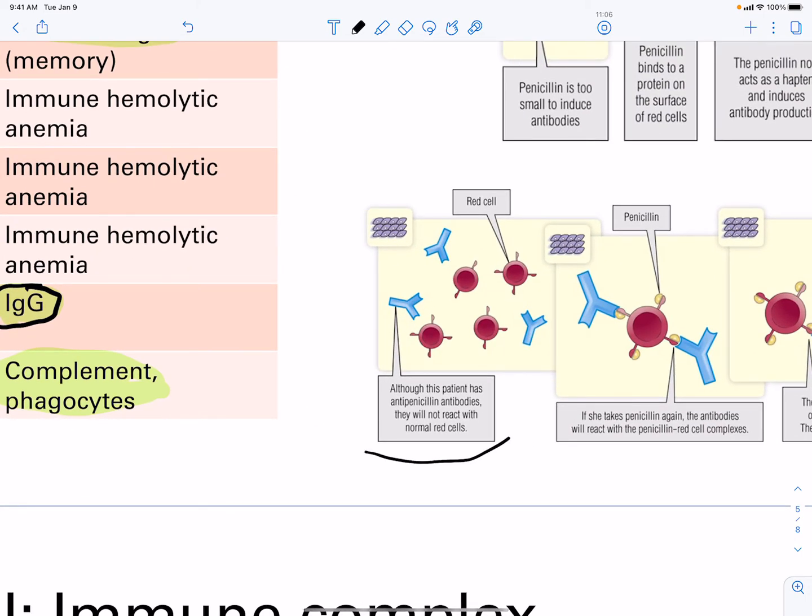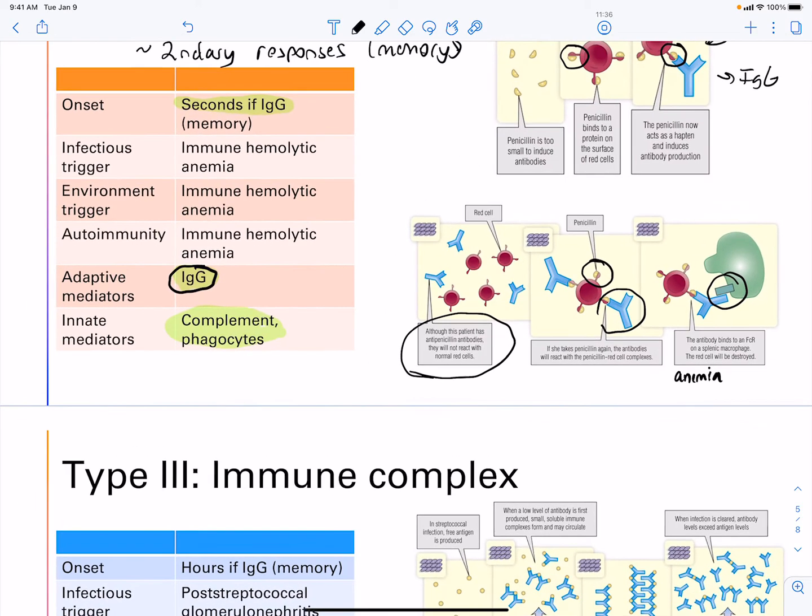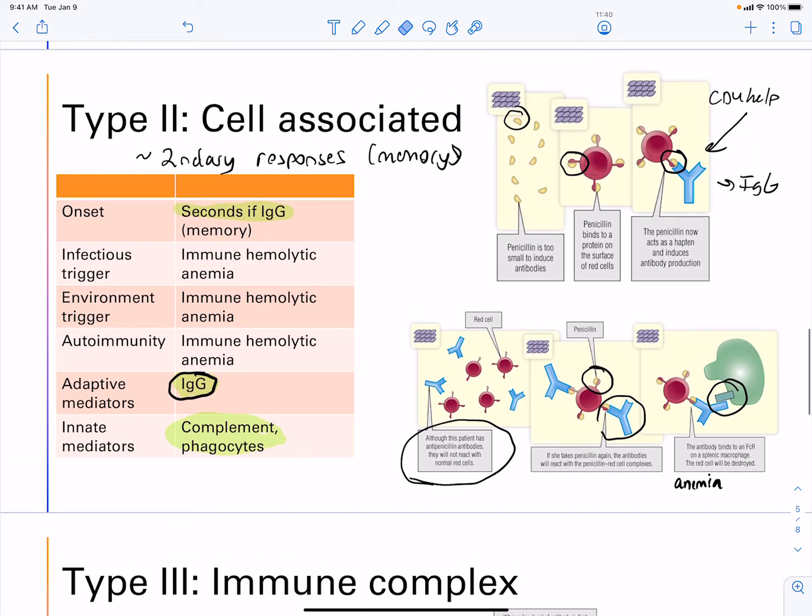So the patient will have anti-penicillin antibodies. And these will have nothing to do with a red blood cell that doesn't have penicillin bound to it. As soon as the person takes penicillin again, the penicillin binds to that receptor on the red blood cell again, the antibodies will bind. And then the antibodies will bind to the Fc region of your macrophage, and your macrophage will eat your red blood cell, and this results in anemia. You're going to eliminate your red blood cells. And so again, the antigen in this case is your penicillin binding to the red blood cell receptor. But it's thought that sometimes an infection, such as a virus, can have an antigen that does have a similar effect.